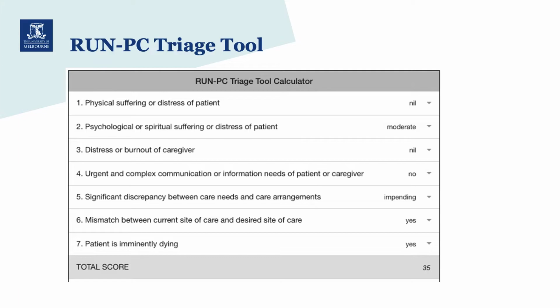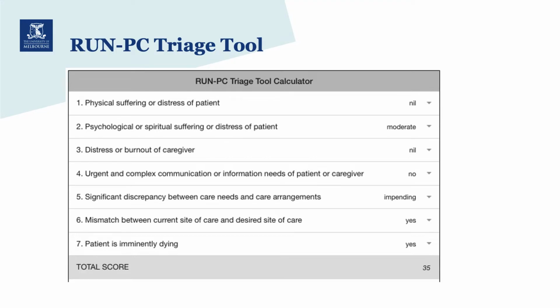The discrepancy between care needs and care arrangements I've put in pending. You could actually put current, given that she really could be discharged from hospital at any point and ASAP. So really from the community team perspective, we could easily put current for that. And yes, for mismatch of desired and current site of care, she really wants to not be in hospital, wants to be at home, and she's distressed about that.